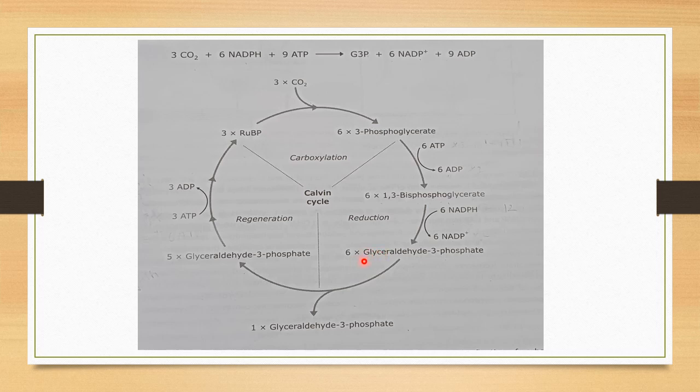So what will be the final product of reduction? फाइनल प्रोडक्ट हमें 6 मॉलिक्यूल्स मिलने वाले हैं ग्लिसरल्डिहाइड 3 फॉस्फेट के. Now one thing to note here is that after the completion of the reduction step of Calvin cycle, 1 molecule of glyceraldehyde 3 phosphate will leave the Calvin cycle. One molecule will leave the cycle and that molecule will be utilized for the production of a glucose molecule.